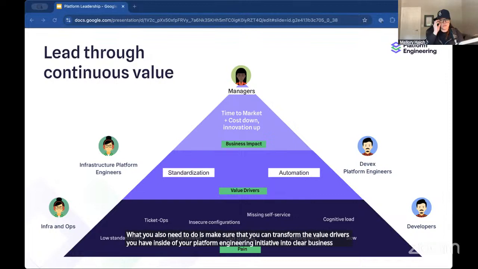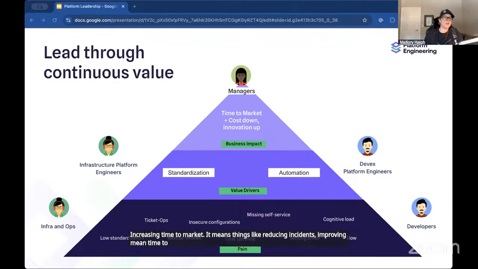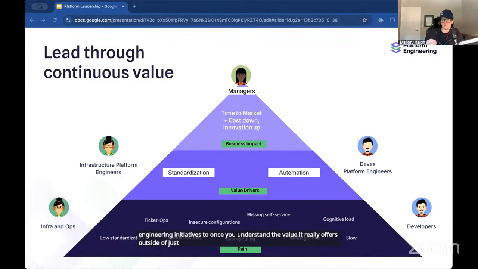This doesn't always mean things like saving money, but it means things like increasing time to market. It means things like reducing incidents, improving mean time to resolution. It means being more competitive in the space your business is in. There's a lot of stuff you can tie platform engineering initiatives to once you understand the value it really offers outside of just the technical space.